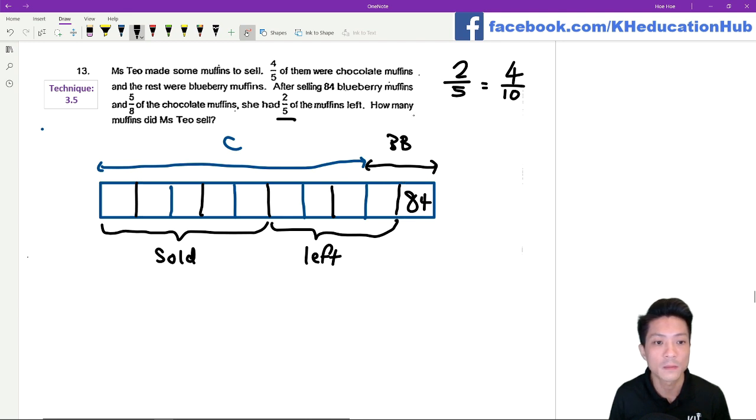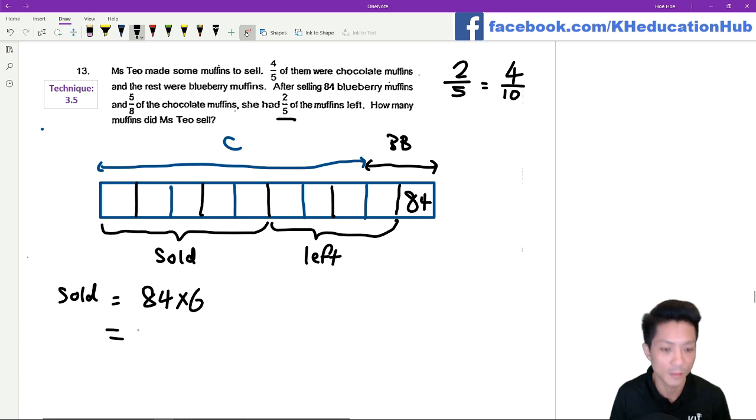Now I need to find how many muffins did Mrs. Teo sell. So she sold 1, 2, 3, 4, 5, 6 units. 504 muffins were sold.